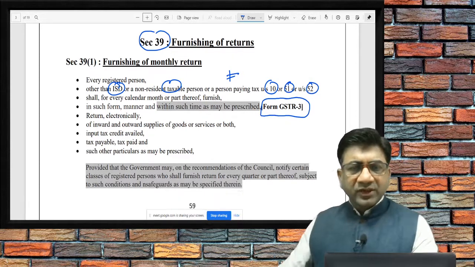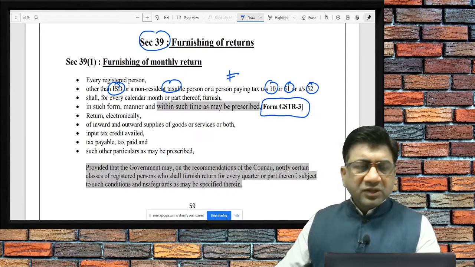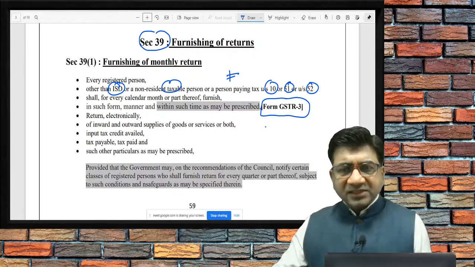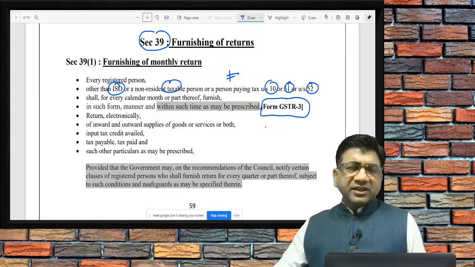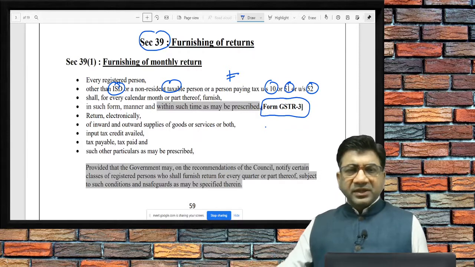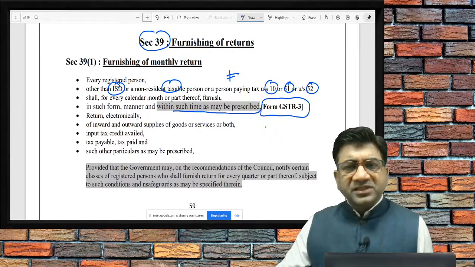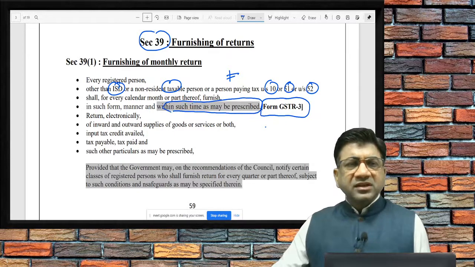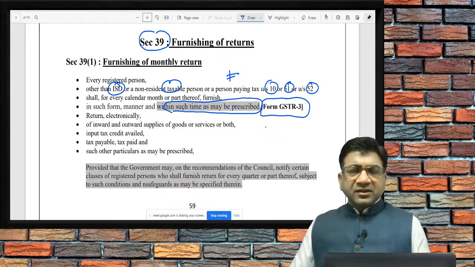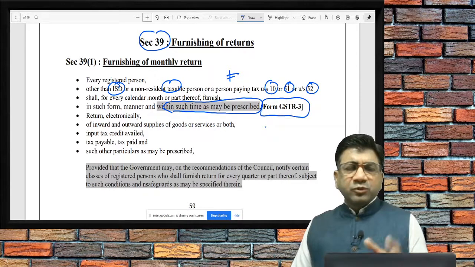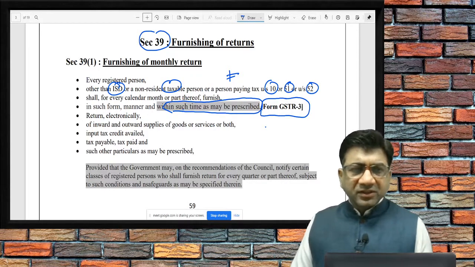We'll listen to it after some time. So, this will be filed by the 20th of the month. But now the government says within such time as may be prescribed. Now the government says for GSTR 3, the time limit will be as prescribed. Ultimately, it was up to the 20th of the next month, GSTR 3.